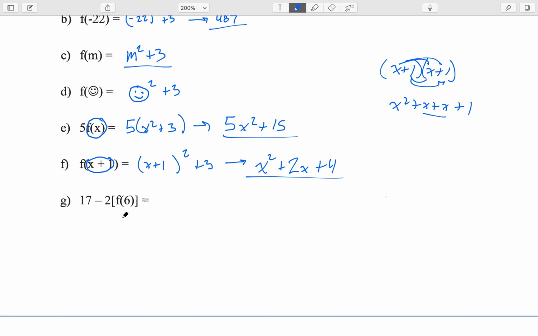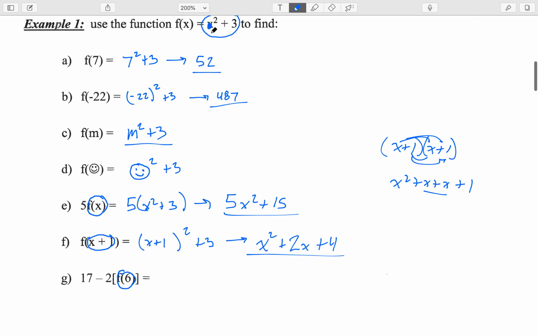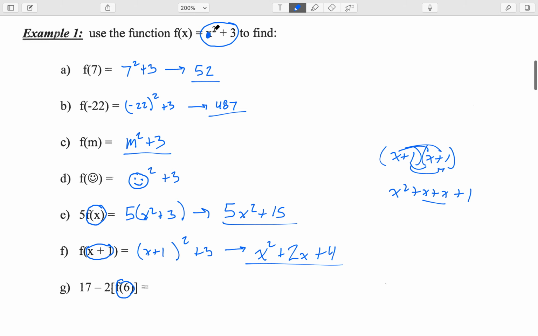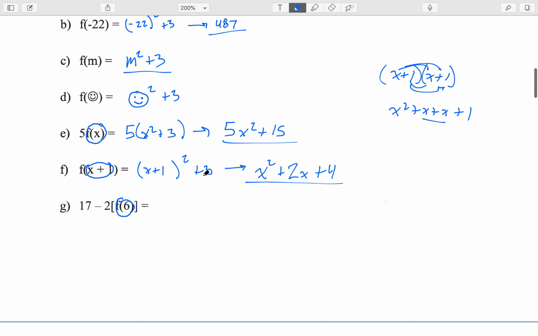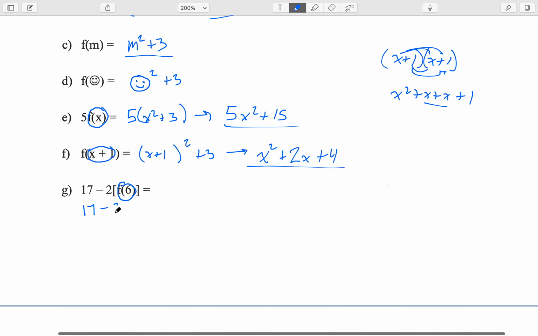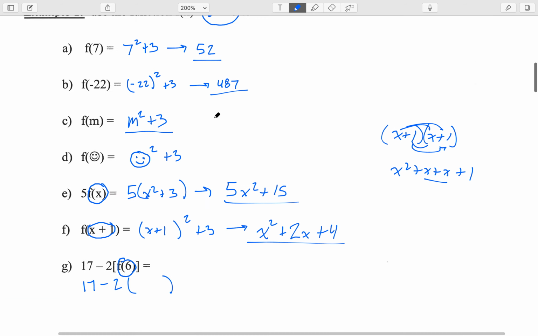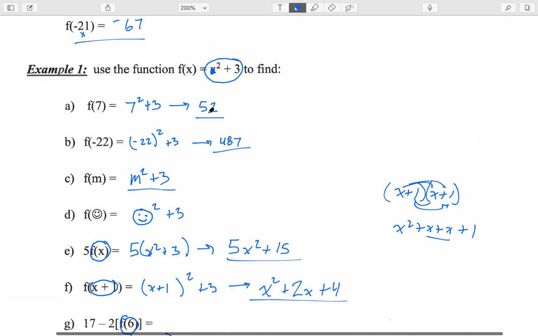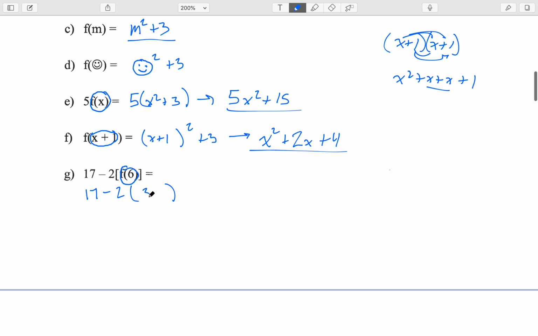So kind of like doing bed math and stuff like that, we'll work from the inside out. Let's figure out what f of 6 is first. In other words, 6 is getting plugged into my function. So 6 squared, 36, plus 3. So this becomes 17 minus 2 times, what was 6 squared plus 3? 36 plus 3 is 39.